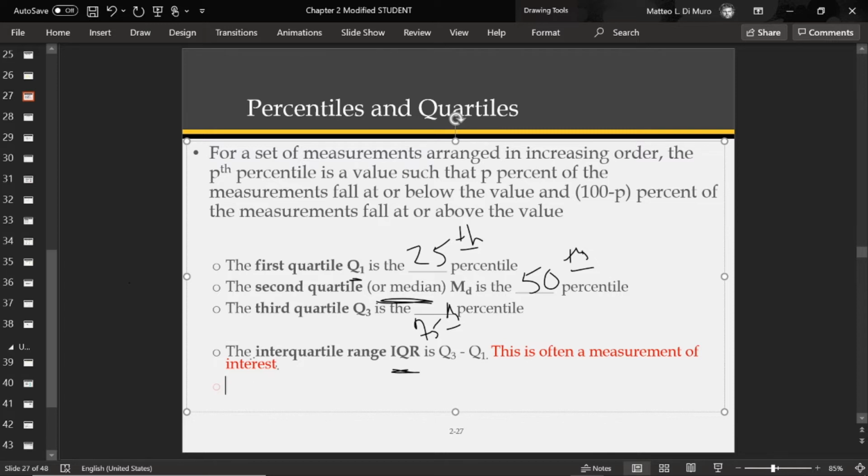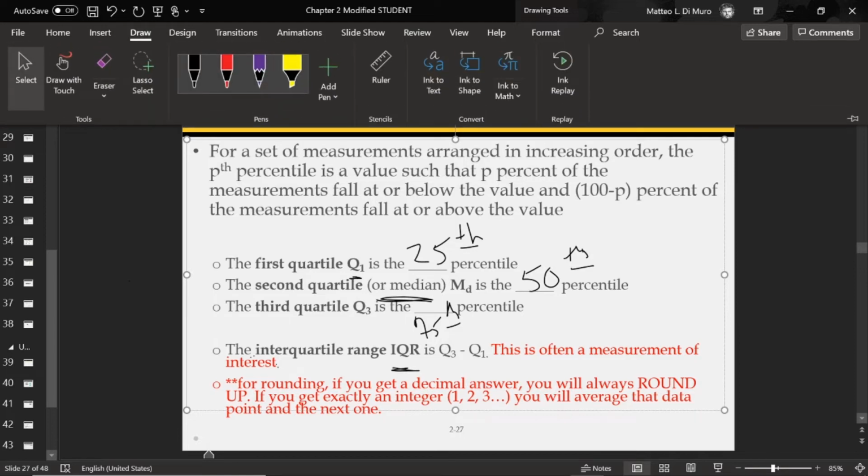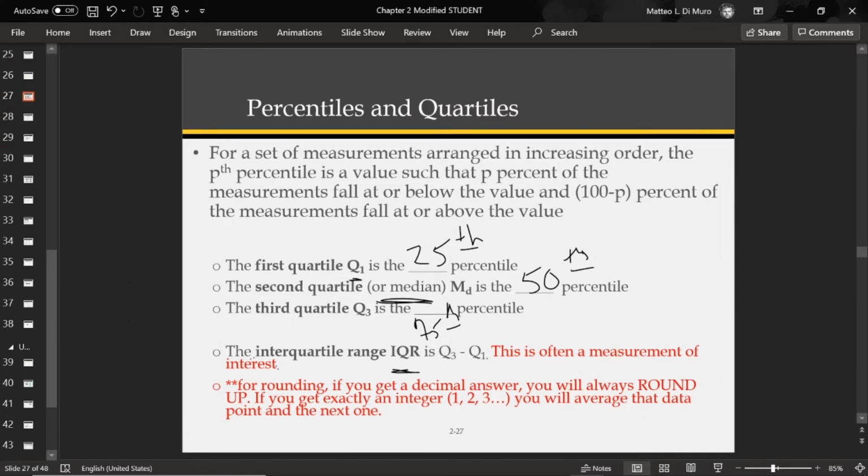And I do have a little blurb to write. Very important here. So, for rounding, if you get a decimal answer, you will always round up. If you get exactly an integer, like 1, 2, 3, you will average that data point and the next one. So that's in the context of figuring out quartiles and percentiles and things like that.